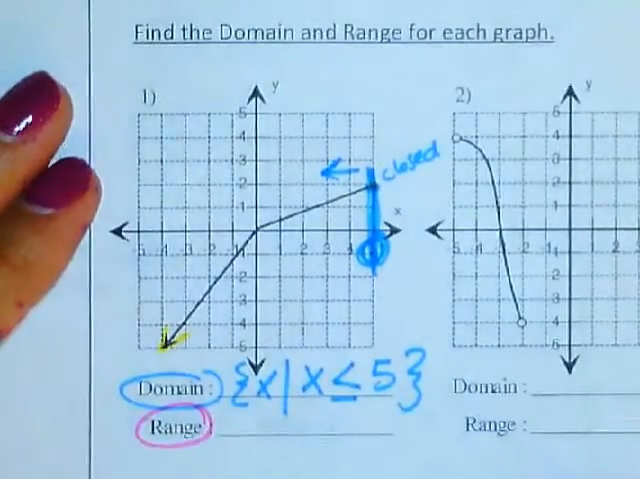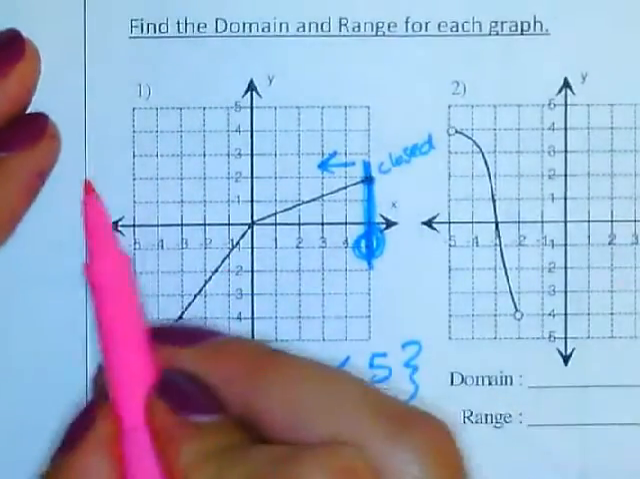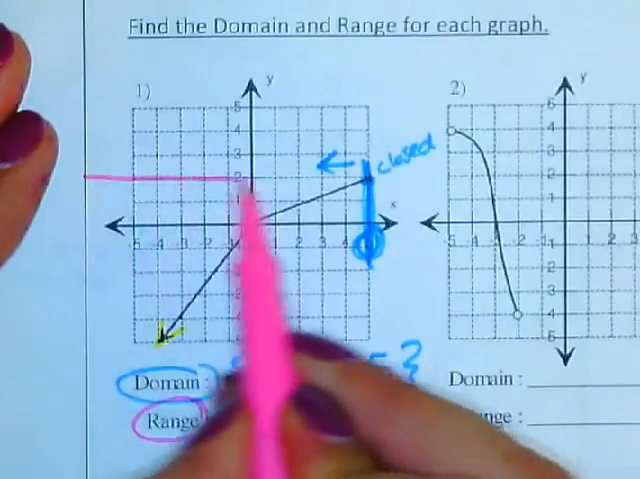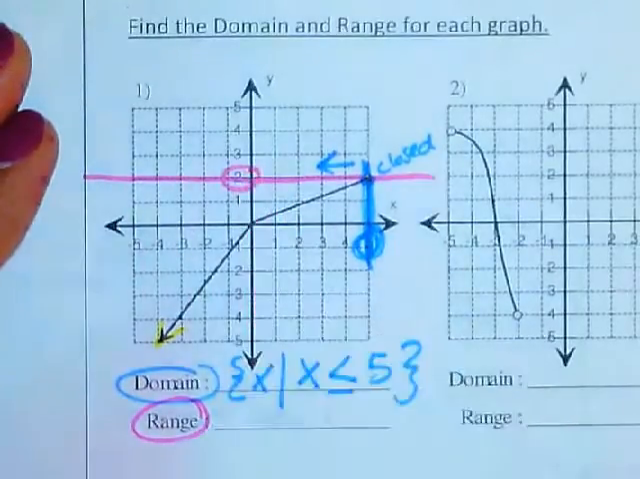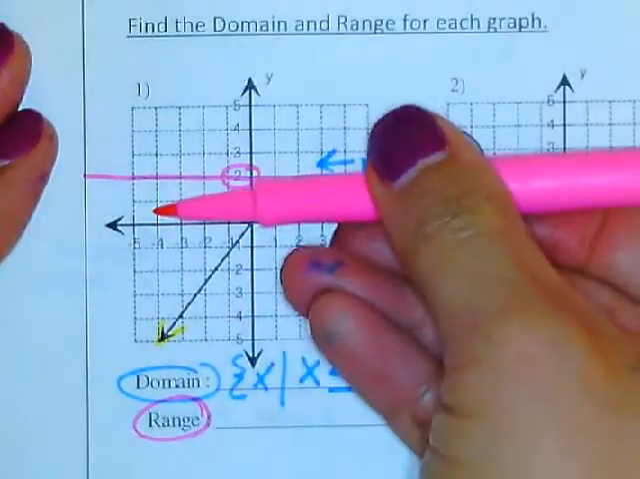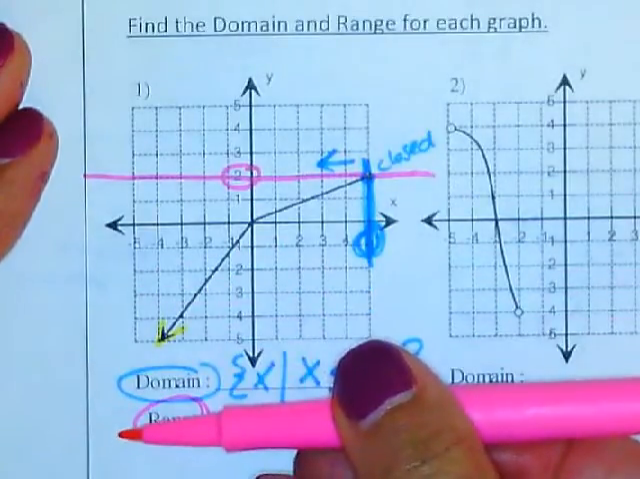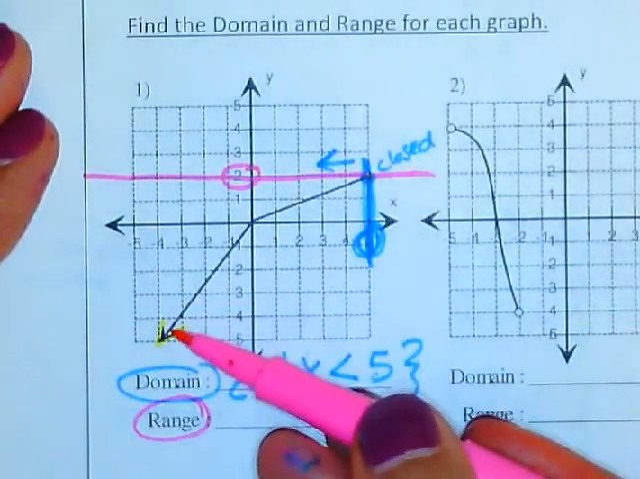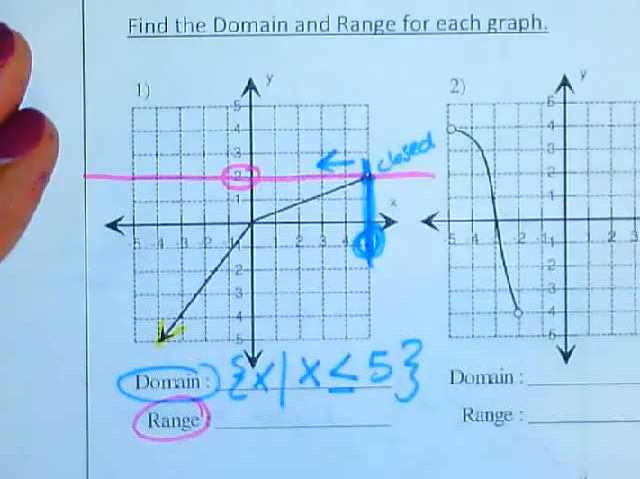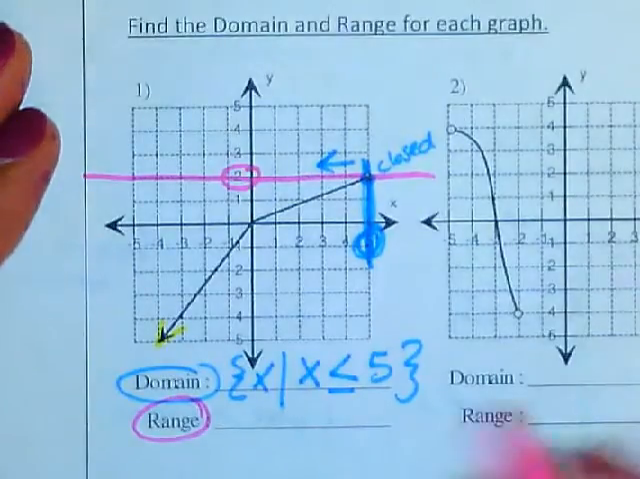The range I'm going to do in pink. Okay, and again, for the range, I know that the topmost that it reaches is this positive 2. But the downmost that it reaches, we don't know because that arrow keeps going and going and going, so it never really stops. It goes for infinity.